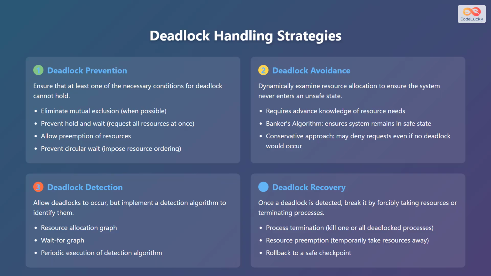Third, deadlock detection allows deadlocks to occur, but implements a detection algorithm to identify them. This includes using a resource allocation graph, a wait-for graph, and periodic execution of a detection algorithm. Fourth, deadlock recovery: once a deadlock is detected, it breaks it by forcibly taking resources or terminating processes. This involves process termination, killing one or all deadlocked processes, resource preemption, temporarily taking resources away, and rollback to a safe checkpoint.